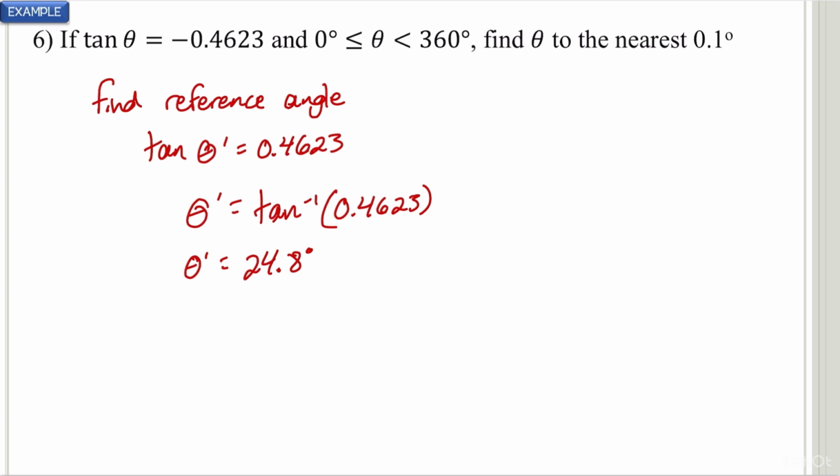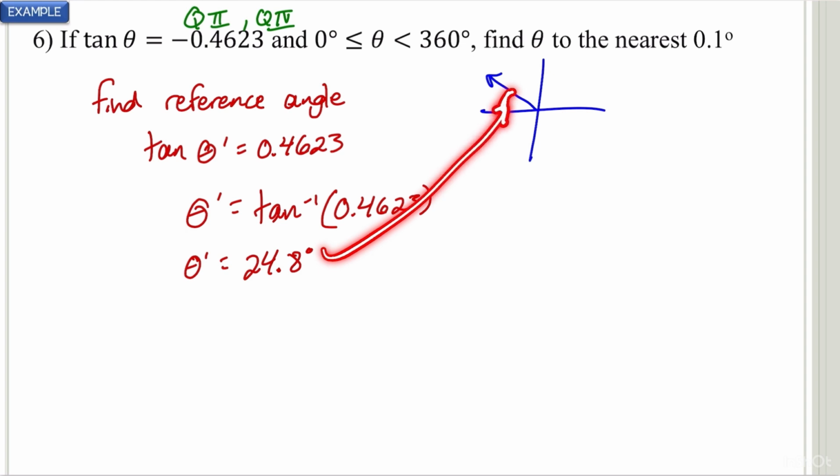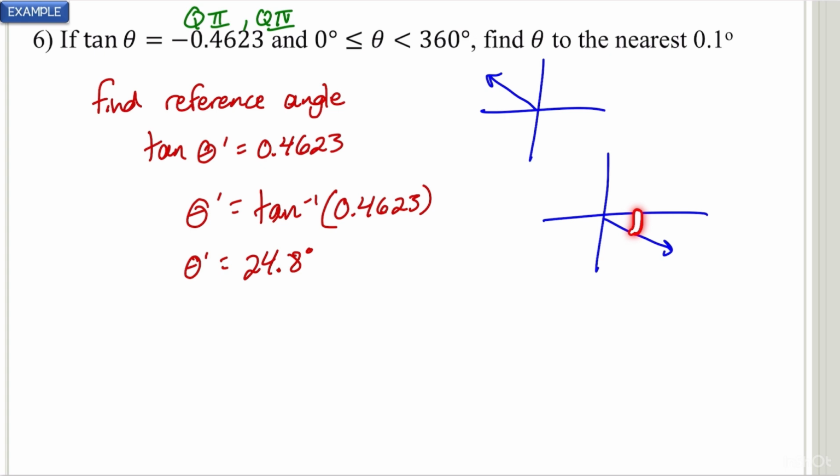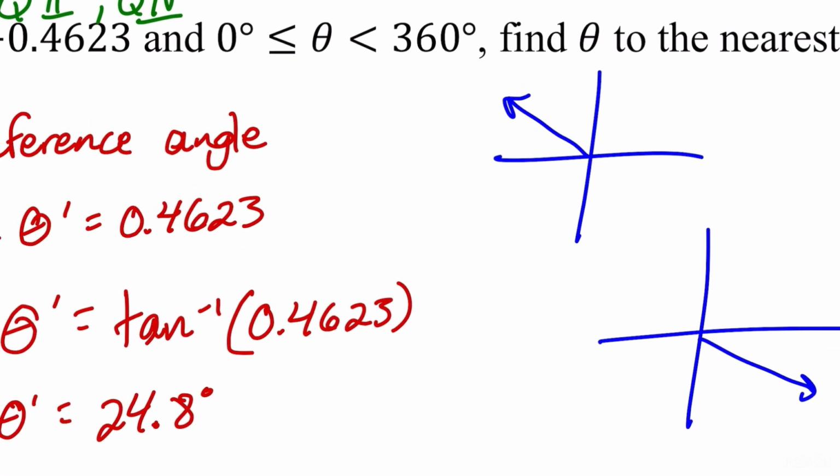Okay, now here's the thing. Tangent is negative, and tangent is negative in which quadrants? It's negative in quadrants 2 and 4. Now, 24.8 degrees is not in quadrant 2, it's in quadrant 1. So we're basically saying that we have an angle, let's draw two different pictures. We have an angle in quadrant 2 whose reference angle is 24.8 degrees, and then we have another angle in quadrant 4 whose reference angle is 24.8 degrees. And we are going to find those angles. So let's label this: 24.8 degrees here, 24.8 degrees there.